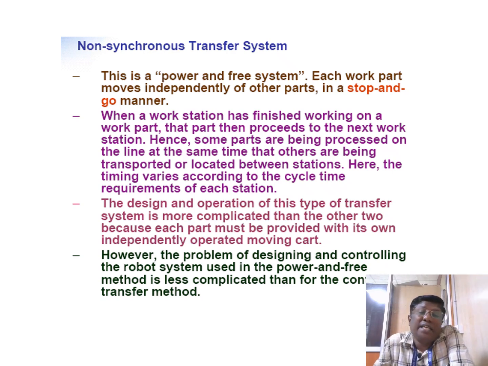And the design and operation of this type of transfer system is more complicated than the other two, because each part must be provided with its own independently operated moving cart. So each part will be moving in a separate cart. Cart means moving platform. So it should have a separate belt conveyor system or any other guided vehicle system. However, the problem of designing and controlling the robot system used in the power and free method is less complicated than the continuous transfer system.